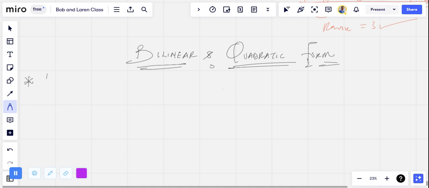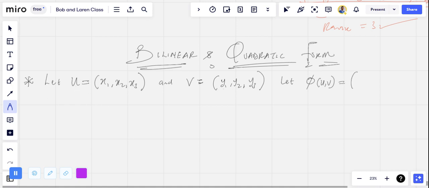It says, let u equal x1, x2, x3. This is u. And we also have another vector space v as y1, y2, y3. So that means I have two vector spaces here, u and v, right? We now have a definition that says you have a linear map phi in terms of u and v that picks u and v together.